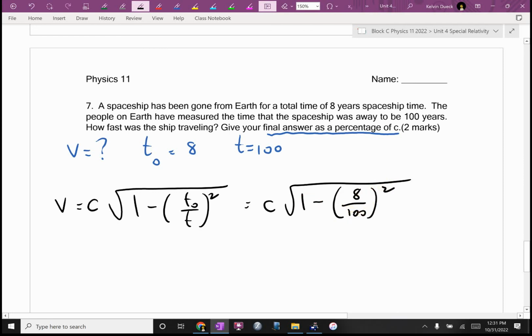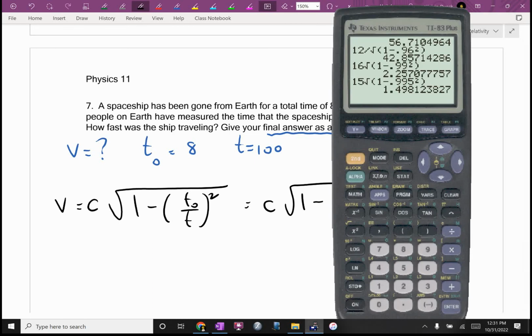Here's what I know. In this fraction, the top has to be smaller than the bottom. That's how I know which one goes where. Because if the bottom was bigger than the top, you'd have 1 minus more than 1. You'd get a negative square root, and your calculator will give you an error. It's going to be the square root of 1 minus bracket 8 divided by 100, close bracket, squared, close off the square root bracket. And I get 0.996.